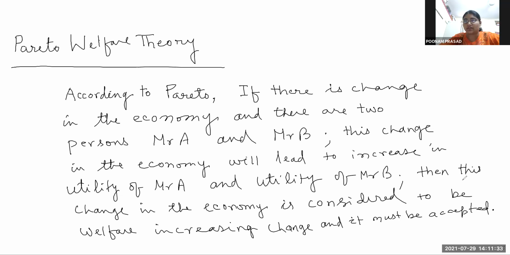According to Pareto, if there is a change in the economy and there are two persons, Mr. A and Mr. B, and this change leads to an increase in the utility of Mr. A and the utility of Mr. B, then this change in the economy is considered to be welfare increasing, and it must be expected.